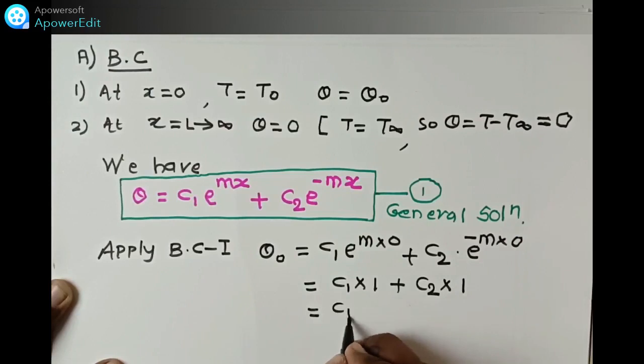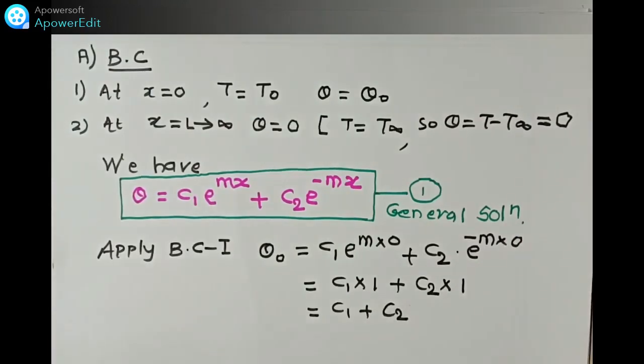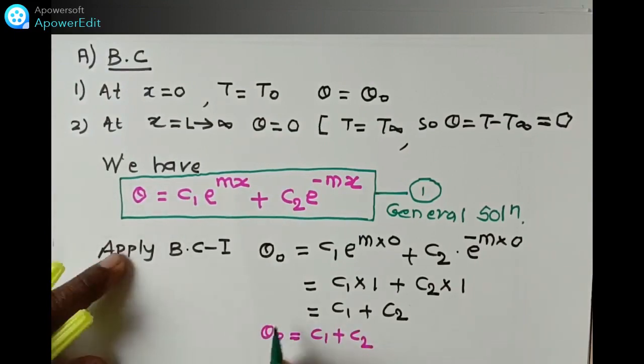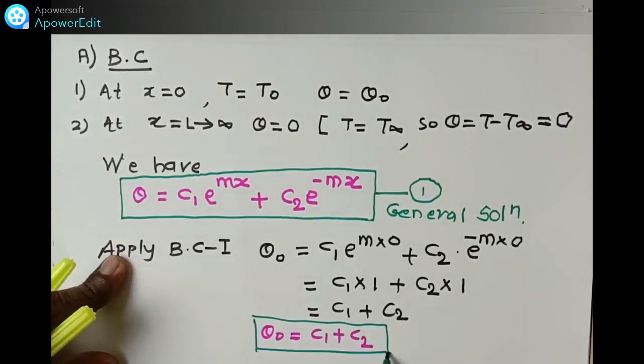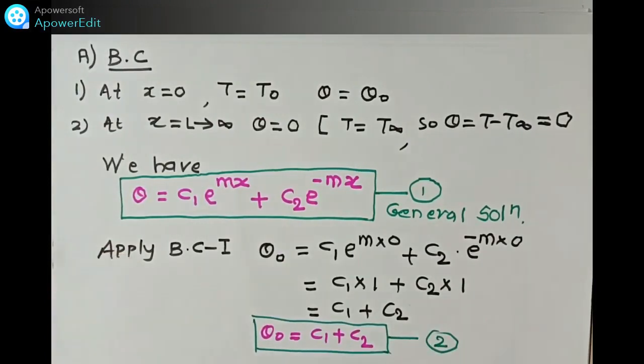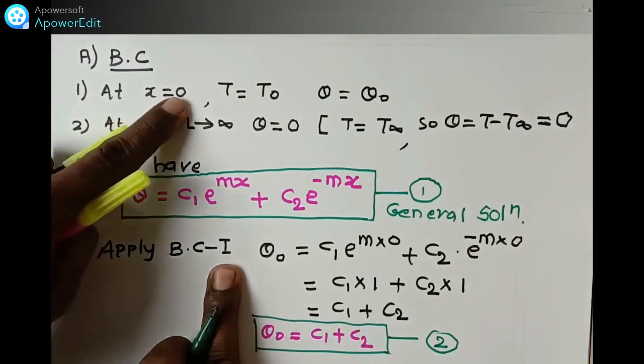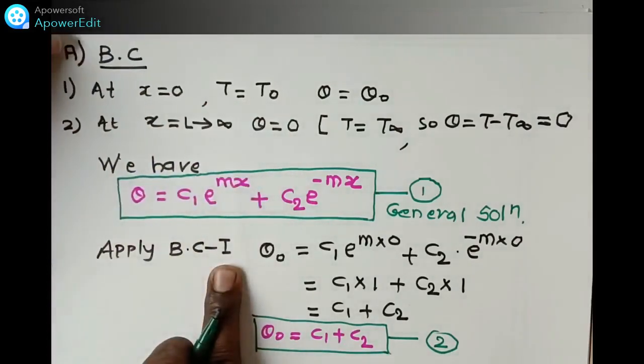So here we will have the equation theta 0 is equal to C1 plus C2. This we will call equation number 2. This equation 2 we get by application of the first boundary condition, means for these values. Similarly, we will do the work for boundary condition 2.